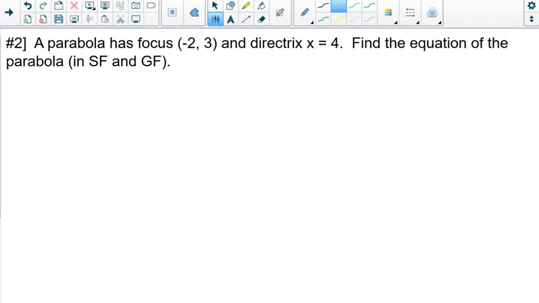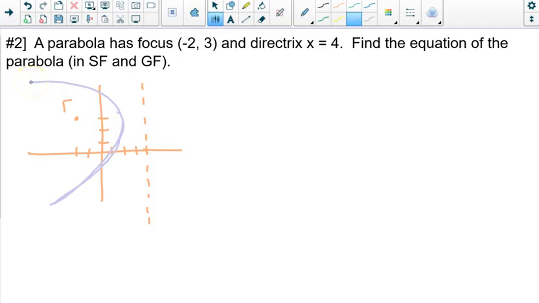Okay, let's take a look at number 2. A parabola has focus (-2, 3) and directrix x equals 4. Find the equation of the parabola in standard form and general form. So once again, let's sketch this. (-2, 3) is the focus. The directrix is x equals 4, a vertical line. So we already know that this is a parabola that's opening to the left.